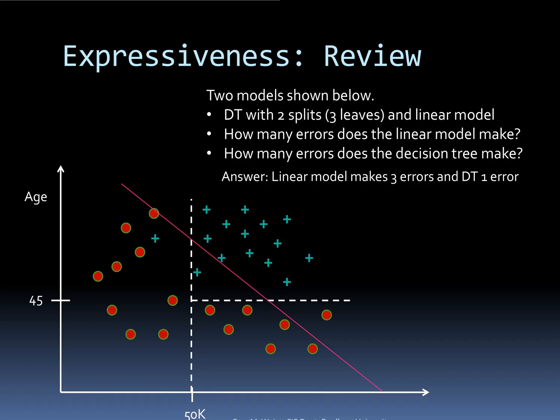efficiency of your model. Here, we're reviewing the expressiveness of 2 models, a decision tree (DT) with 2 splits, resulting in 3 leaves, and a linear model. The decision tree makes only 1 error, while the linear model makes 3 errors. This highlights the decision tree's ability to capture complex patterns with nonlinear boundaries, whereas the linear model is constrained by its straight line. The comparison underscores how different models handle data variability and complexity, illustrating the importance of choosing the right model based on the data's characteristics.